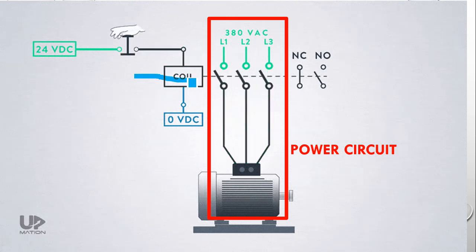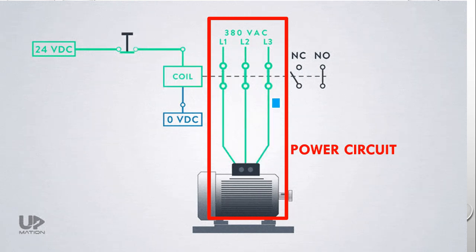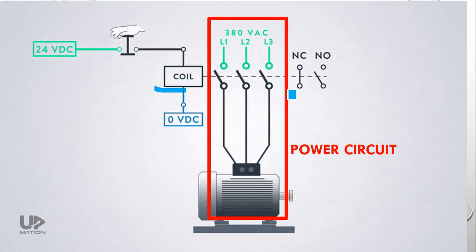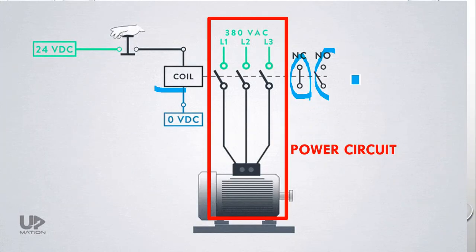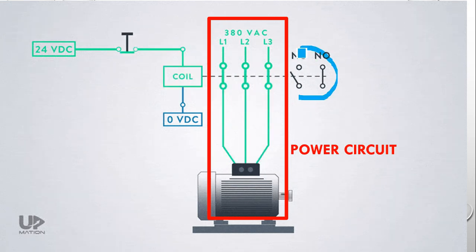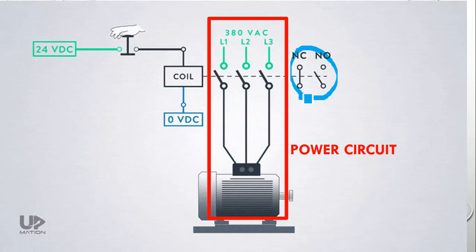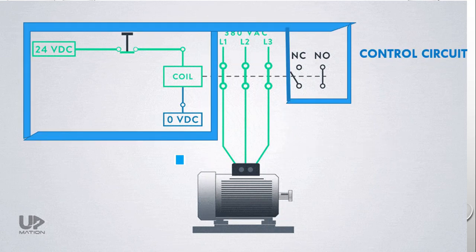When the coil is not energized, when not green, it will be open. That is known as a normally open contact. When the coil is not green, you will be able to see this is a normally closed contact, and this is a normally open contact. These two are known as auxiliary contacts, and these are used for control circuit wiring. And the other part is known as the control circuit.